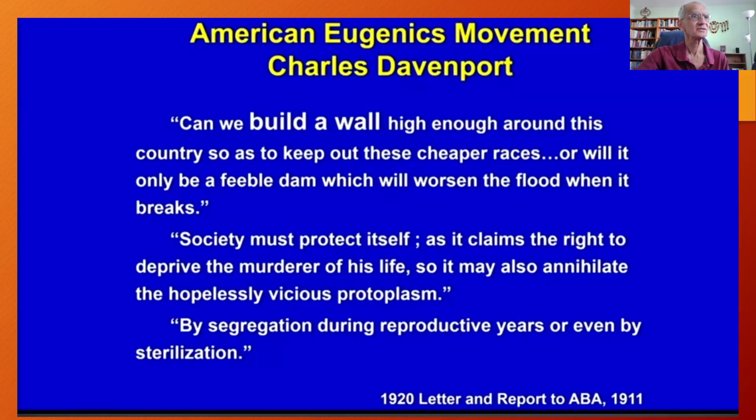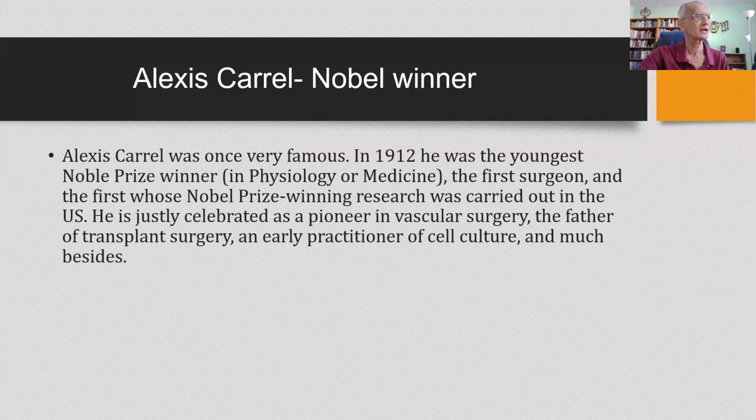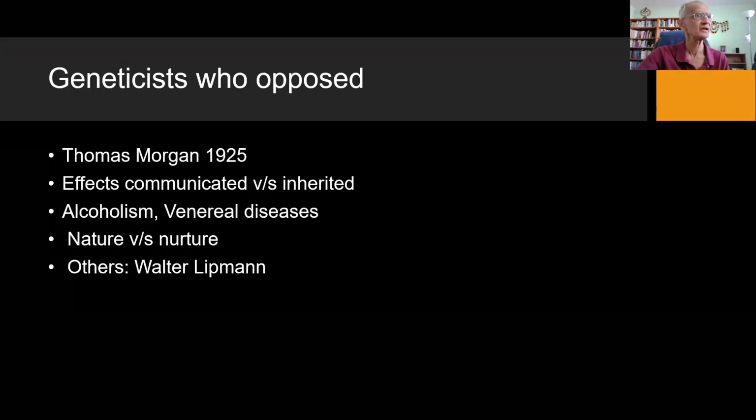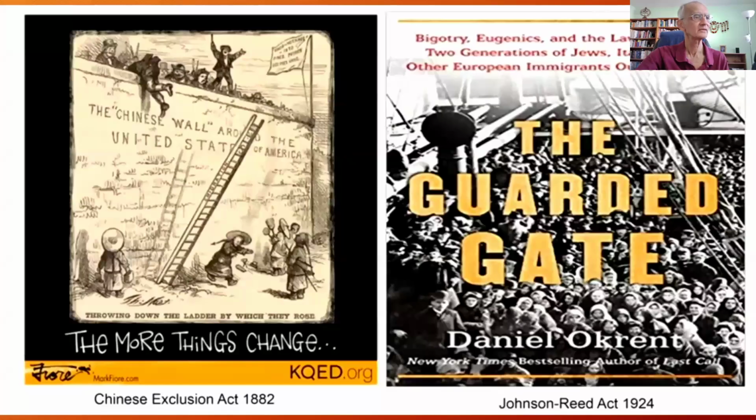So the American youth, it's Charles Davenport, and we talked about Alexis Carrel. Now we'll go on to the other things, about the political side. The Chinese Exclusion Act was passed, kicking away the ladder, then the Johnson-Reed Act. This was the summary: the guarded gate kept hundreds of thousands of people out of America.